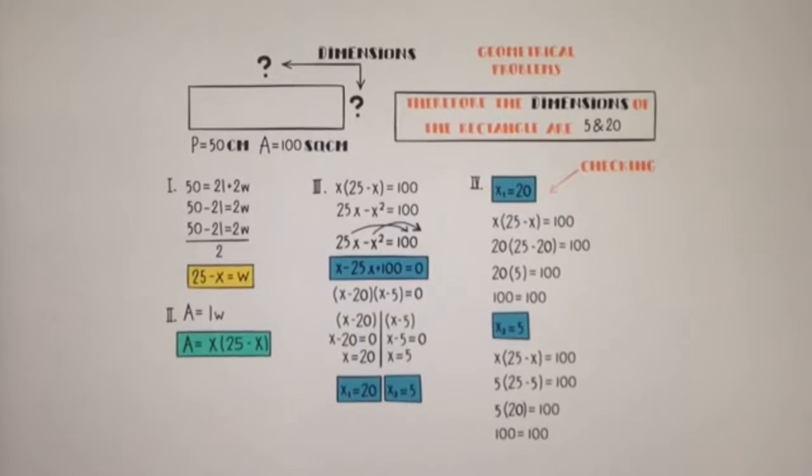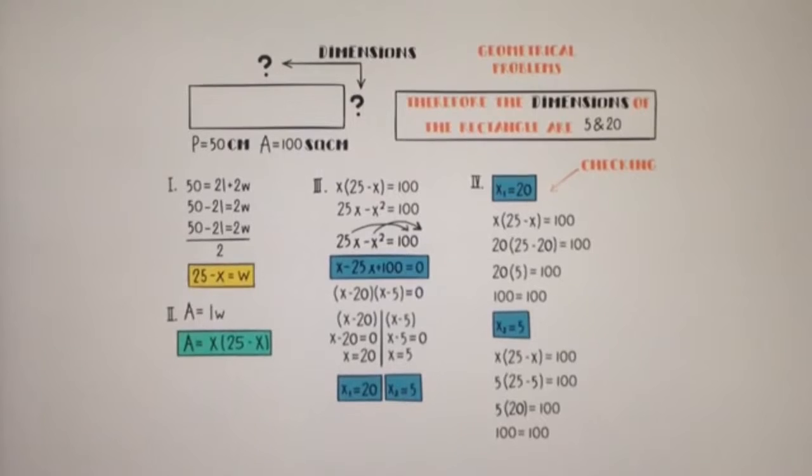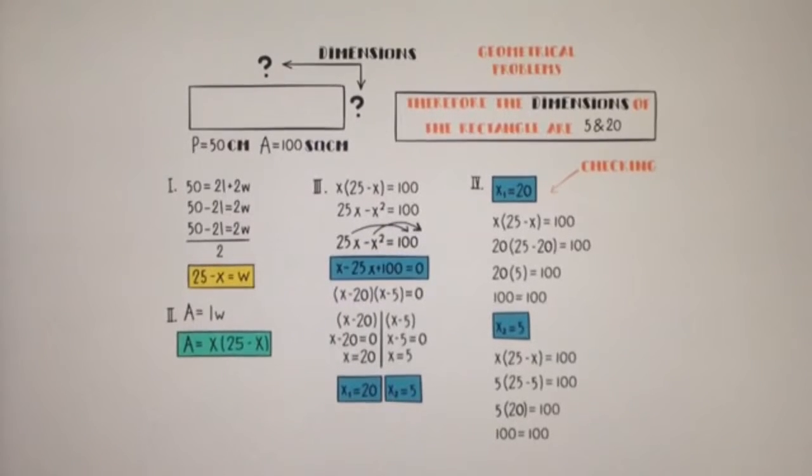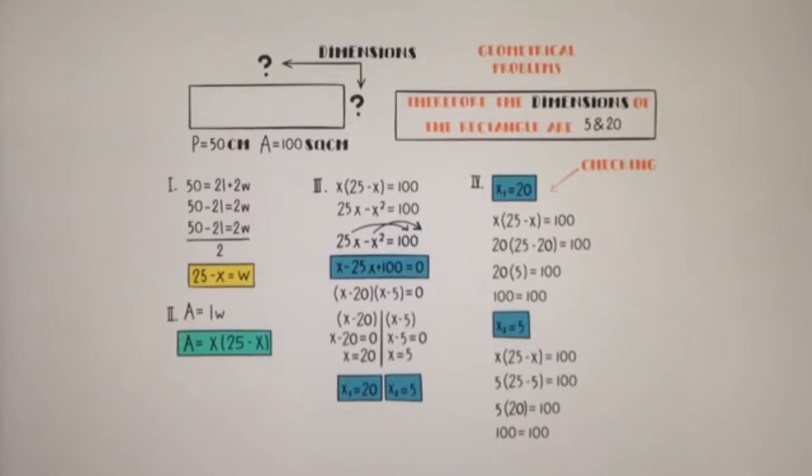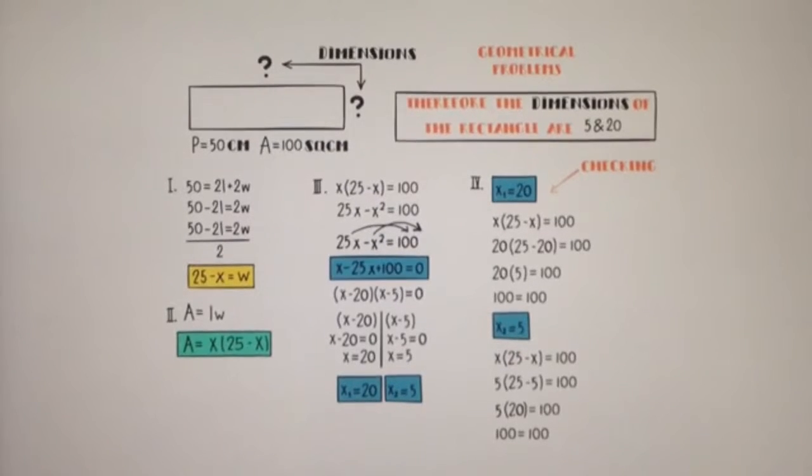So now we check. To check, we substitute the values. So we use the equation x times 25 minus x equals 100, which is the equation for area. We substitute our first value for x, which is 20. So 20 times 25 minus 20 equals 100. Then simplify it to 20 times 5 equals 100. That would lead to 100 equals 100, which proves to us that our solutions are correct.